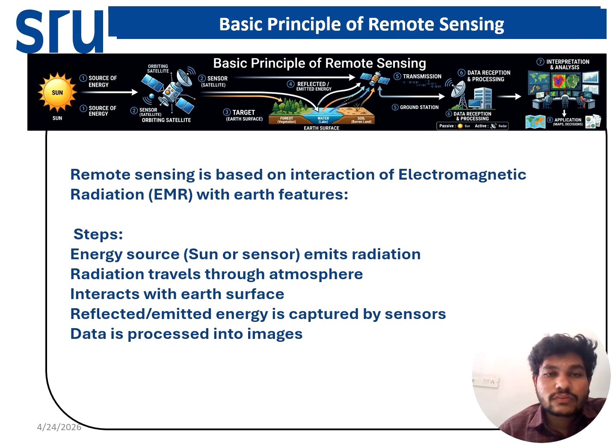So, what is the basic principle of remote sensing? Remote sensing is based on the interaction of electromagnetic radiation with the earth or with the object. There are different steps: an energy source, then travel through the atmosphere, then the object, and the reflected radiation is captured by the sensor. The data we get, we present in the form of an image. We'll see these components one by one and how they interact with the object.